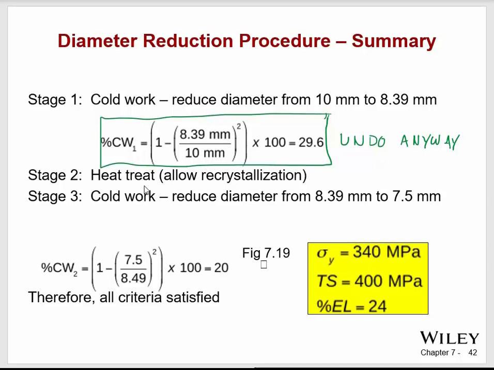and then in our second phase, we're going to be cold working it again to the final diameter of 7.5 millimeters. And again, that leaves you with a tensile strength of 400. We required a tensile strength of greater than 380, and we required a percent elongation of greater than 15%, and we have succeeded in doing that by going through this three-stage, two-phase process, and knowing exactly where to stop after our first phase of cold working.